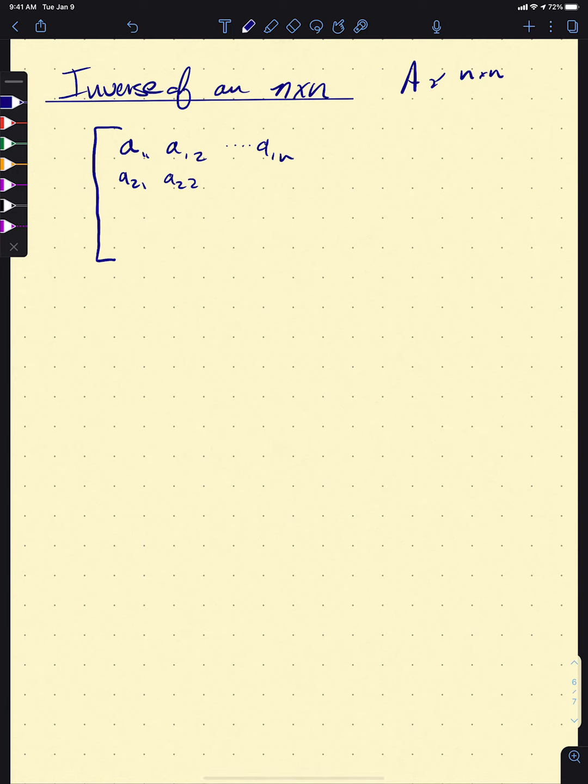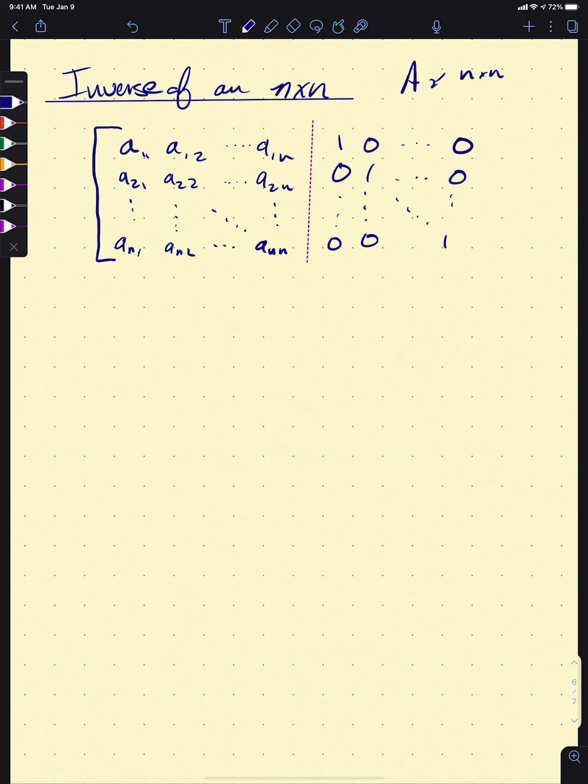A21, A22, all the way to A2n, and I guess I'll fill in all of these, right? AN2, and then this guy's ANN. So we're going to augment that with the identity, okay? So we're going to form a matrix that's n by 2n. Over here, we're going to put the identity matrix: ones along the diagonal, zeros everywhere else.